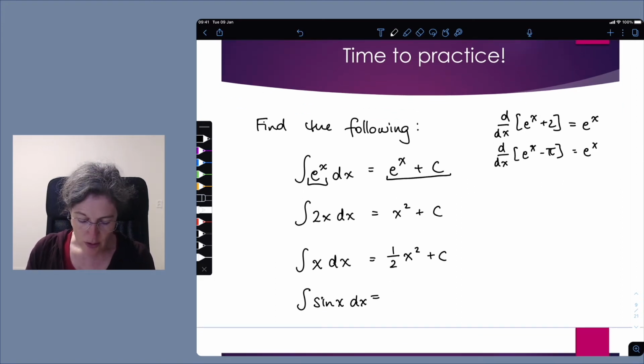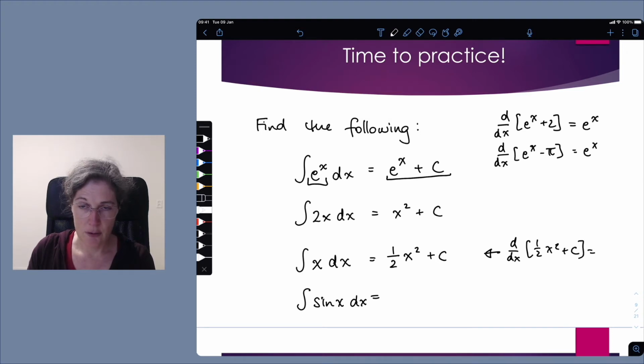Okay, and you can always just check this. So if I take the derivative of that, d by dx of half x squared plus c, the derivative of a half x squared is going to be a half times 2x, that's, yeah, there we go, x, and the derivative of the plus c is 0.